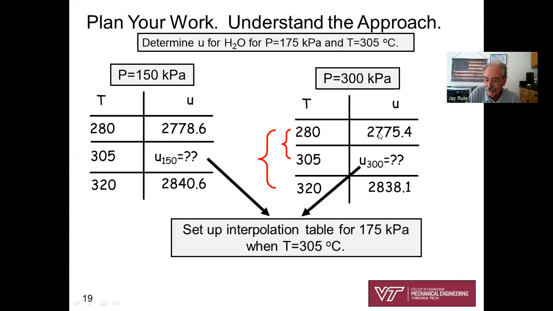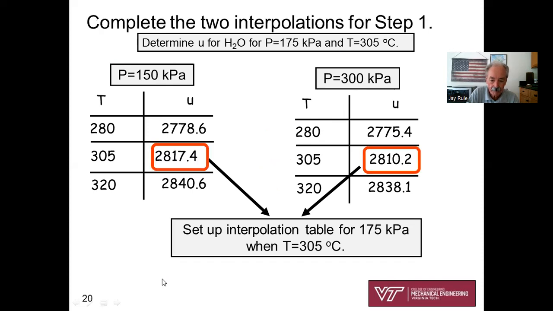This value is going to be at least 2775 plus a proportion of the difference between this number and this number, okay? And the proportion is going to be 305 minus 280 divided by 320 minus 280. I can do that. I know the big part is 40. I'm having trouble doing the math on those two right now. Let's go to the next slide.